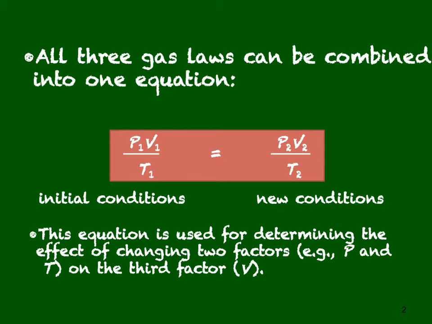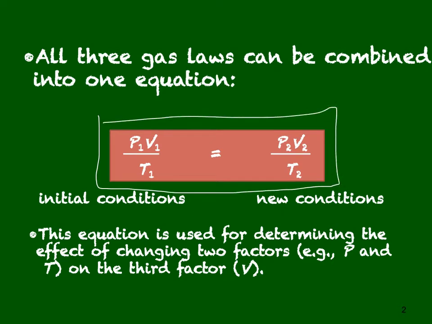That's Boyle's law. We have Charles's law, which states that V1 over T1 is equal to V2 over T2. And then we have Gay-Lussac's law, which says P1 over T1 is equal to P2 over T2. I can combine all three equations into one handy-dandy little package: P1V1 over T1 is equal to P2V2 over T2. So we can use this to determine the effects of changing two factors on a third factor.